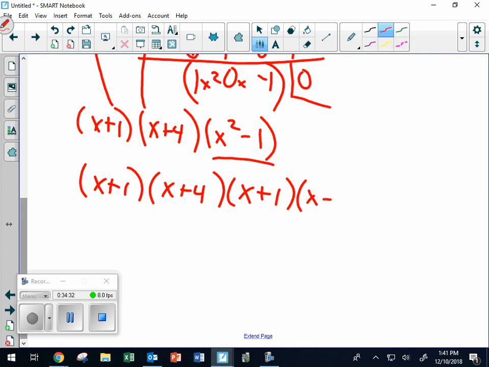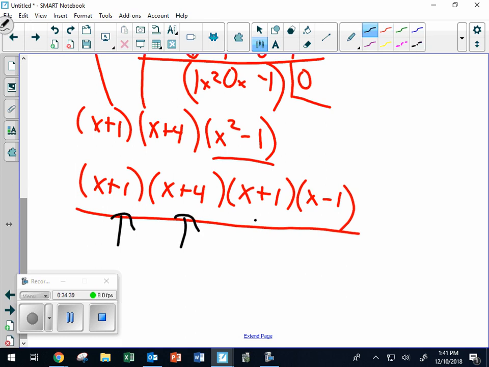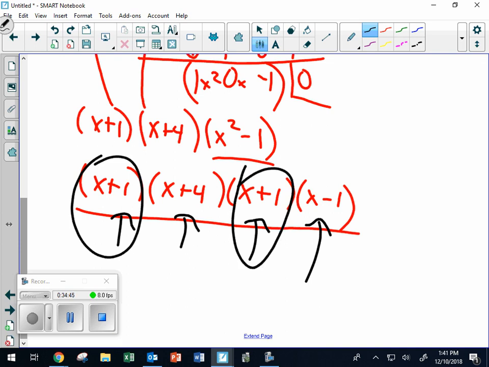That is about as intense as they can get. That's factored all the way. There are 4 real roots. And yes, one of them is a repeat of the other. That counts as 2 roots, but both of them are negative 1.